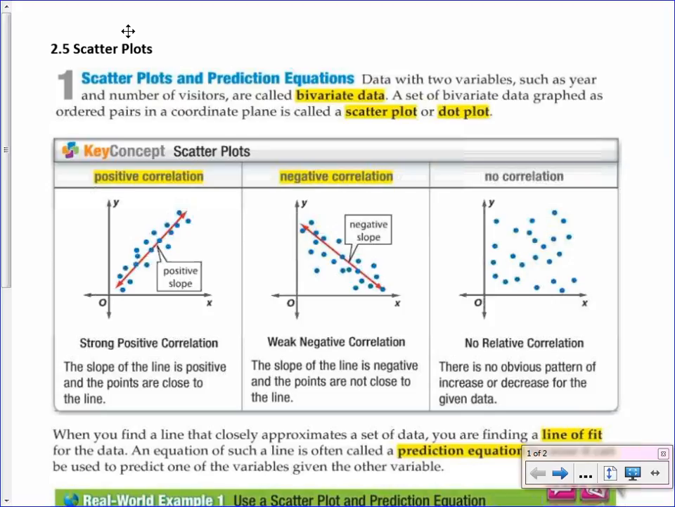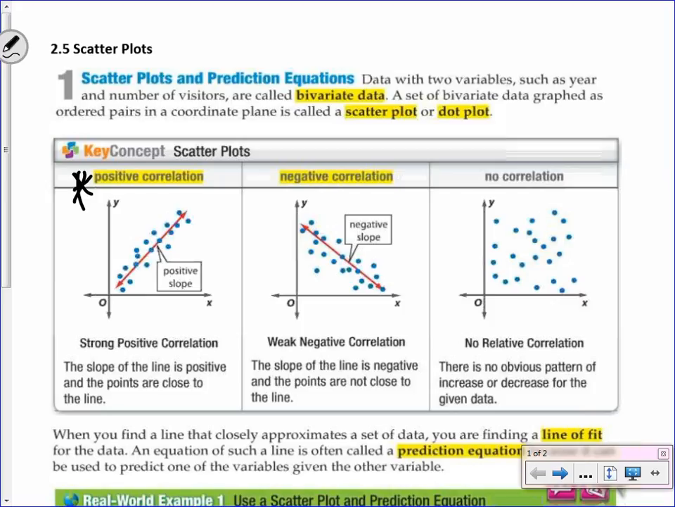A set of bivariate data graphed as ordered pairs in a coordinate plane is called a scatter plot or dot plot. So, scatter plots. There's a couple different types here. There's positive correlation. You see positive correlation, and you see data. The slope of the line is positive, and the points are close to the line. You can clearly see that the data is related there with positive correlation.